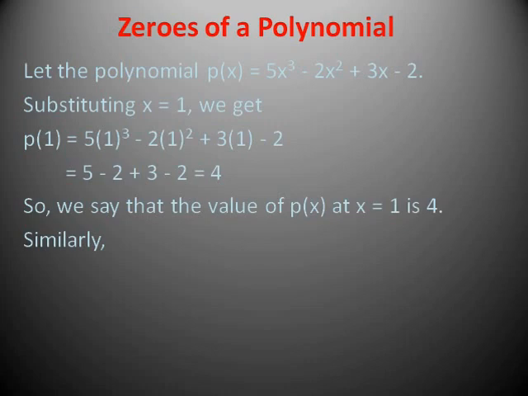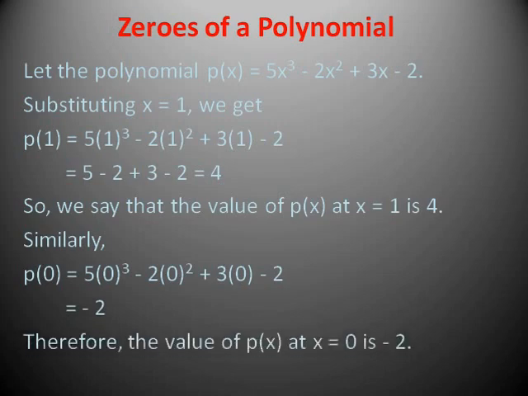So similarly we can have various values of p(x) at different values of x. So if we take p(0), that is x equals 0, then what we get, you can see 5 multiplied by 0 cubed minus 2 times 0 squared plus 3 times 0 minus 2, it becomes minus 2. So therefore the value of p(x) at x equals 0 is minus 2.